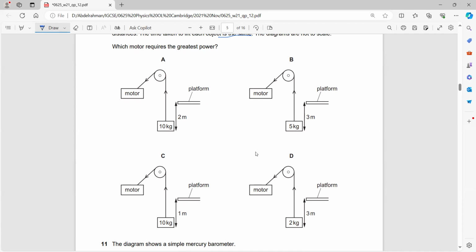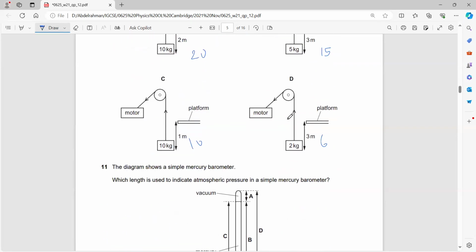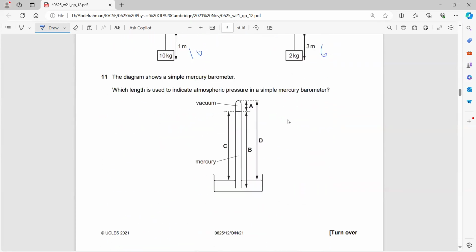Okay, it is B. Just 10 times 2 is 20. I'm sorry, it's not B. This is 20, this is 15. This is 10, and this is 6. Yes, it is A. So B is wrong. Good. This question is cancelled.